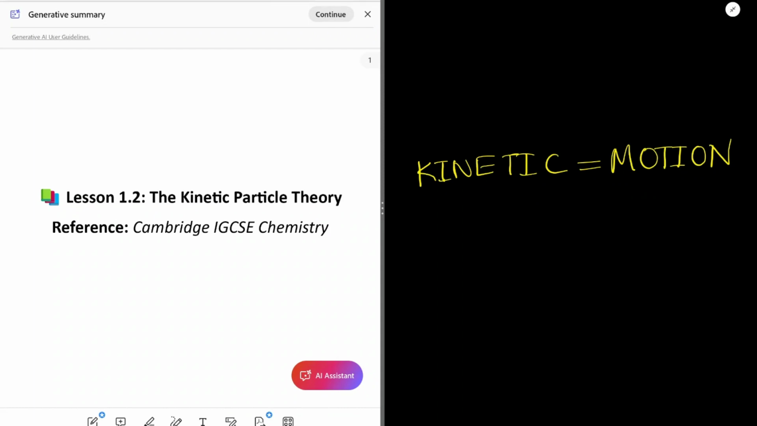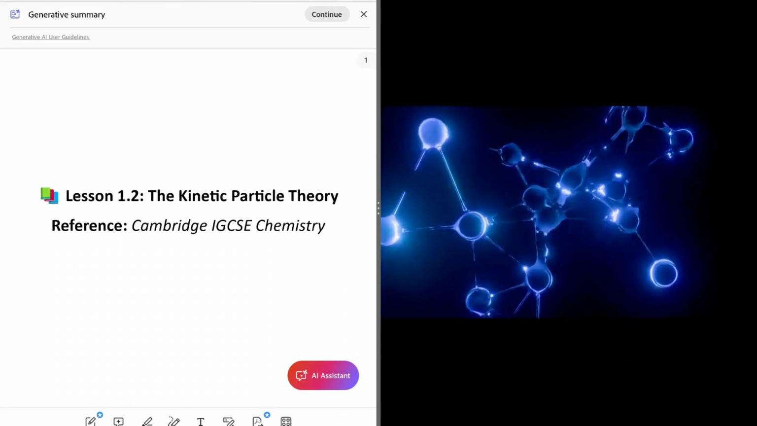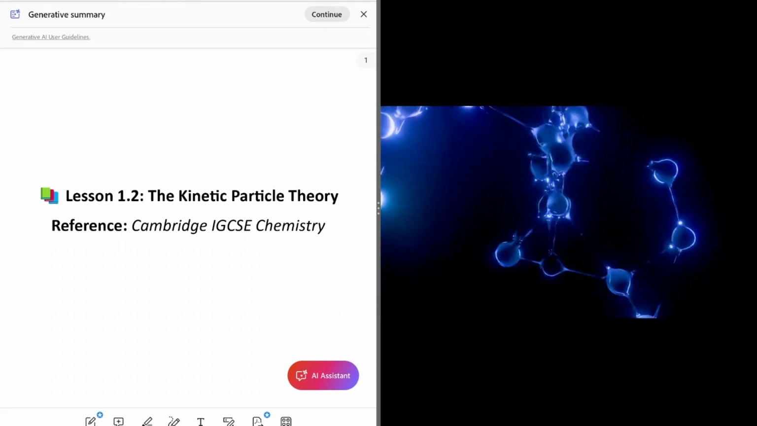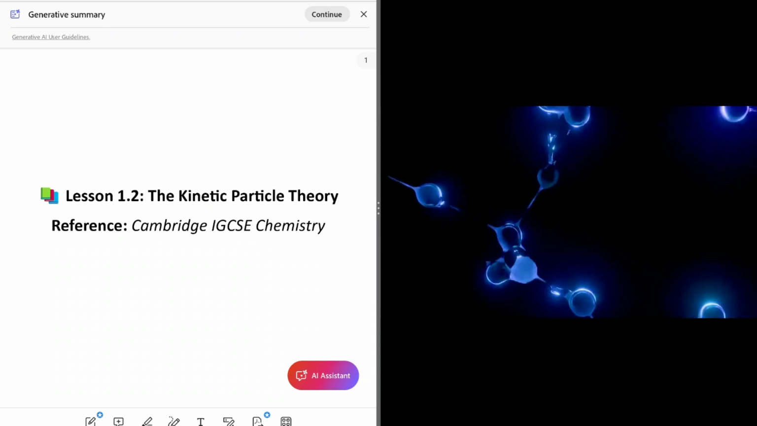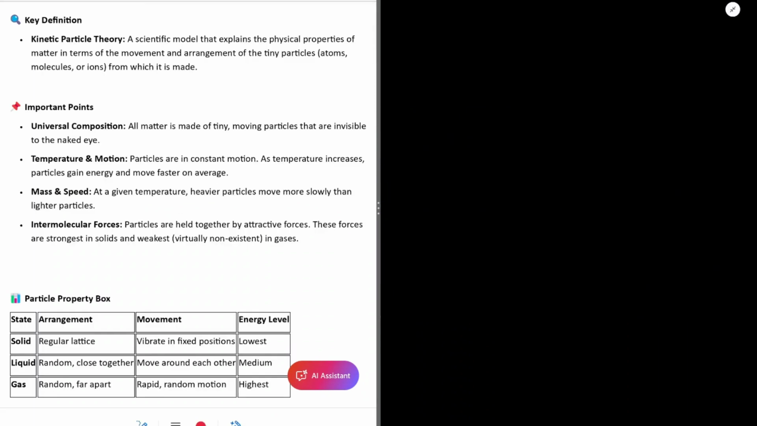Look at your desk or even the screen you're watching this on. It looks perfectly still, right? But if you had super microscopic vision, you'd see a world in constant motion. Today, we are learning the kinetic particle theory, which is just a fancy way of saying everything in the universe is secretly dancing.